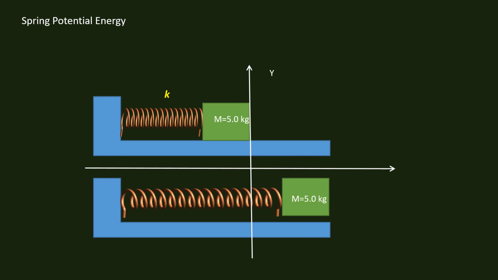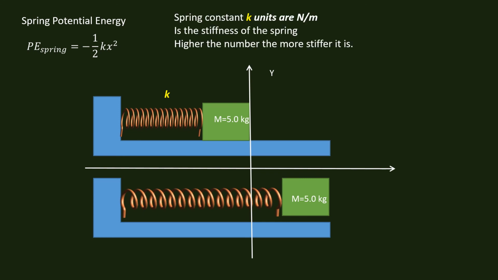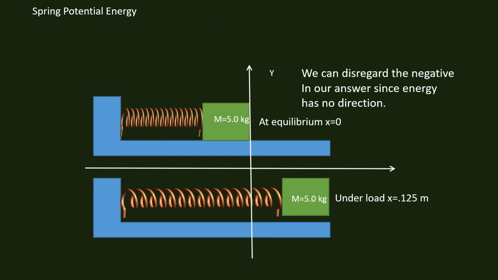So we have a diagram here now. We have our spring potential energy equation. Spring constant units are newtons per meter. They're basically the stiffness of the spring. The larger the constant, the stiffer the spring. So x equals 0 is at this position, equilibrium. And then if we put a load or pull the spring out with the mass on it and just leave it there, we have potential energy and we have a load, a force that's acting on it.